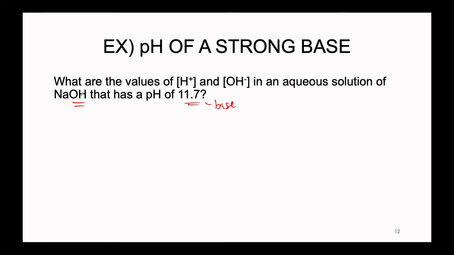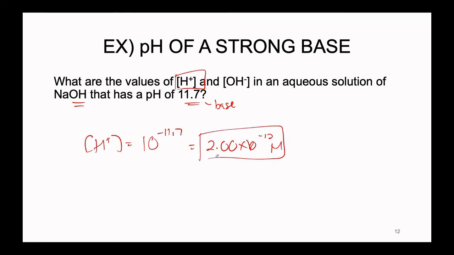So there are a couple of different ways you can go about solving this problem. First, we can use the pH to figure out the concentration of H plus. This is the first and most direct link that we can see. The concentration of H plus is equal to 10 to the negative pH, or 10 to the negative 11.7. When calculating this value, this gives us 2.00 times 10 to the negative 12 molar. We can see that this is a very small concentration.